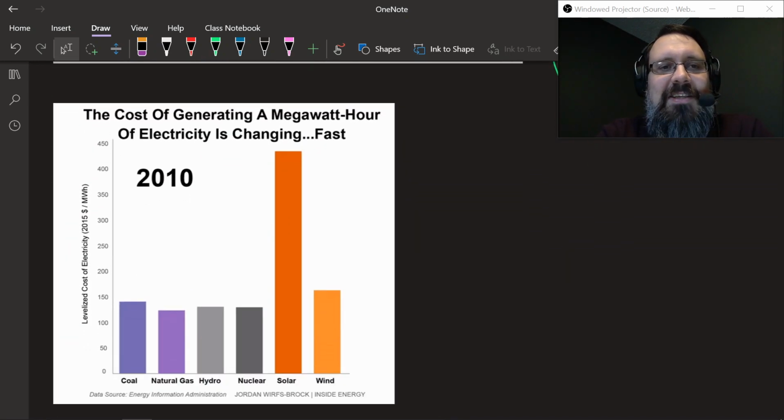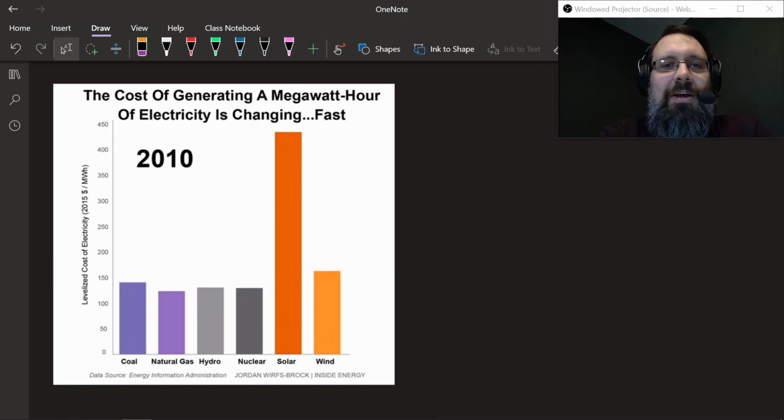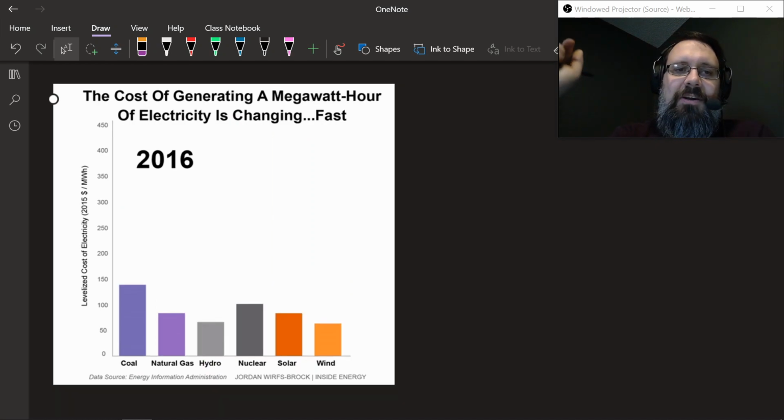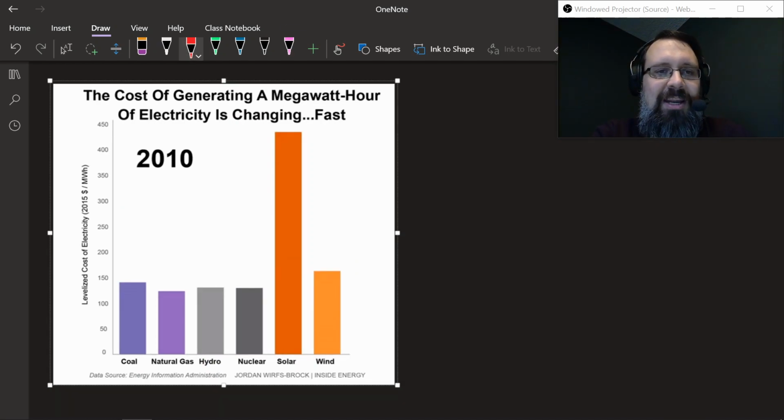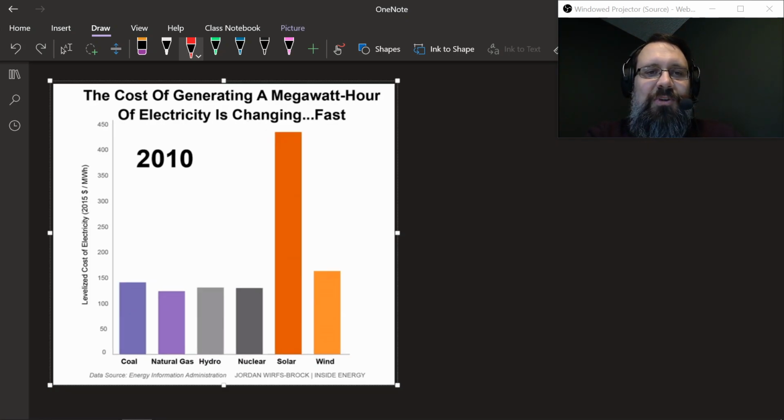This is the cost of generating a megawatt hour, a unit of electricity. In 2010, you can see that coal was one of the cheapest ways of generating electricity, so we used it a lot, and there was a lot of money to be made in coal. Why did that graph crash? Because here's 2016. Look at that huge change, right? 2010 to 2016, such a huge drop.